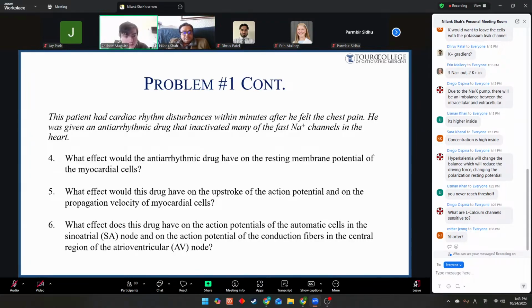Yes, I'll read it. This patient had cardiac rhythm disturbances within minutes after he felt the chest pain. He was given an antiarrhythmic drug that inactivated many of the fast sodium channels in the heart. What effect would the antiarrhythmic drug have on the resting membrane potential of the myocardial cells? What effect would this drug have on the upstroke of the action potential and on the propagation velocity of myocardial cells? And what effect does this drug have on the action potentials of the automatic cells in the sinoatrial node and on the action potential of the conduction fibers in the central region of the atrioventricular node?